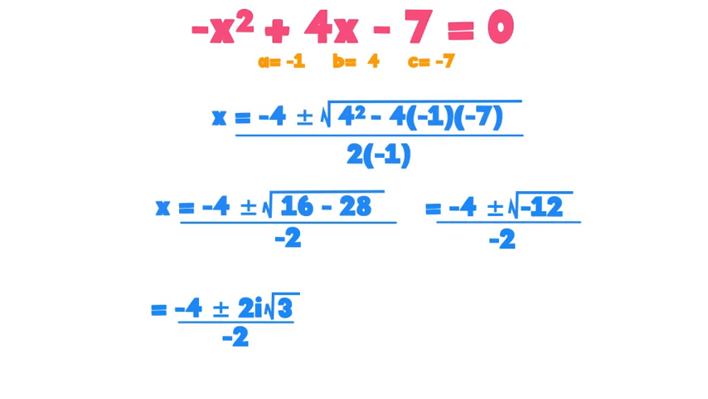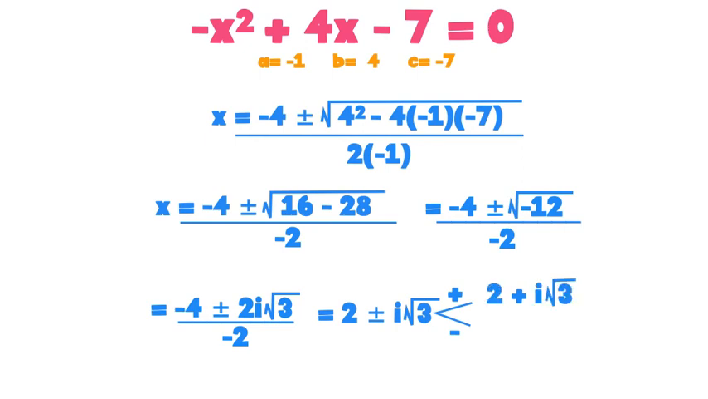Now, some of you may want to stop here, but this is not fully reduced. We can keep simplifying. Negative 4 divided by negative 2 is just 2. 2 divided by 2 is just 1. I don't technically have to write 1i. I can just leave it as i square roots of 3. That is fully simplified. Now I can break it apart into my plus and my minus.